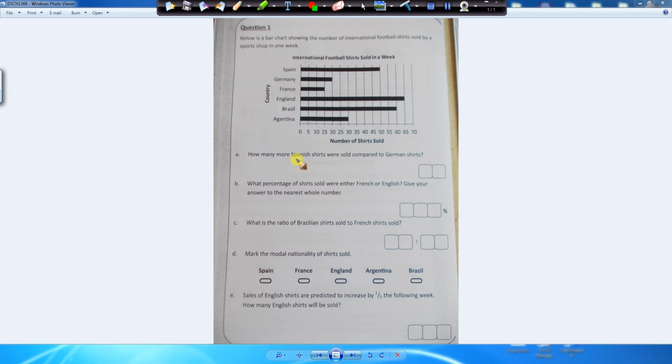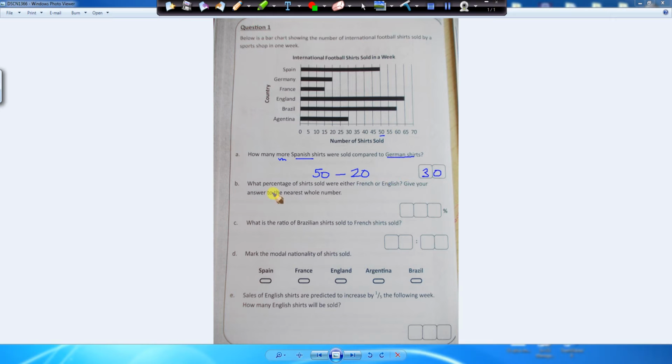So we've got to compare the Spanish ones with the German ones. How many more? Keyword is more. So let's look at Spanish. Spanish is over here, we come down from here: 50. And the German one, we go to Germany, across here, come down: 20. So if you want to find how many more, what do we do? Work out the difference.